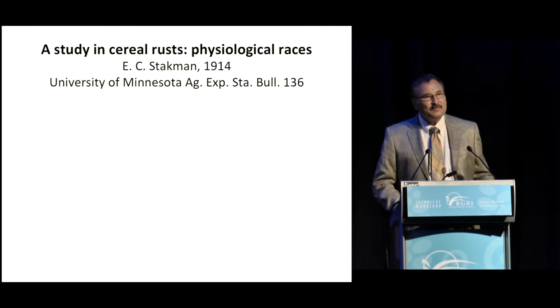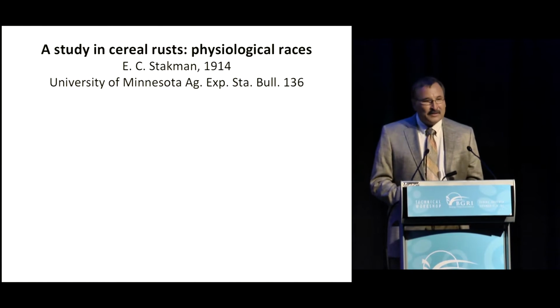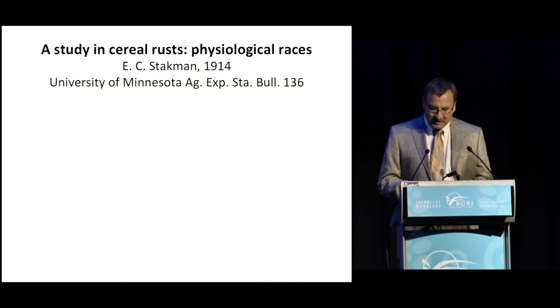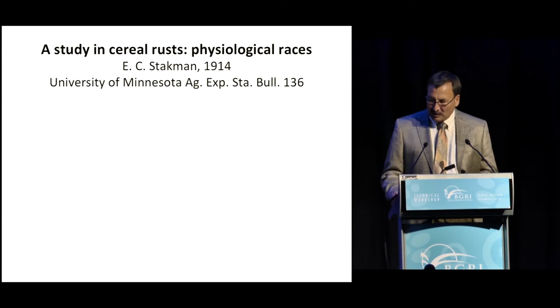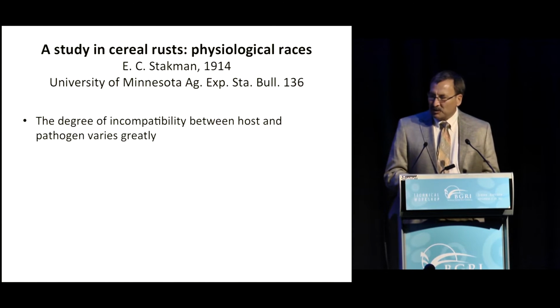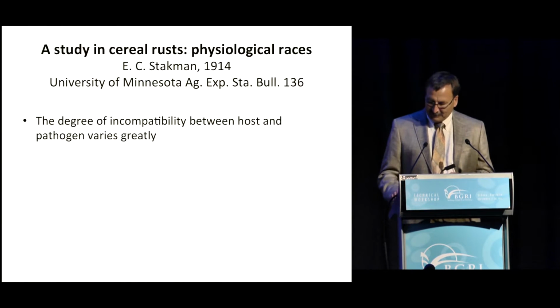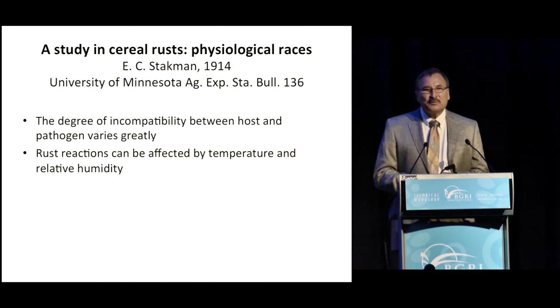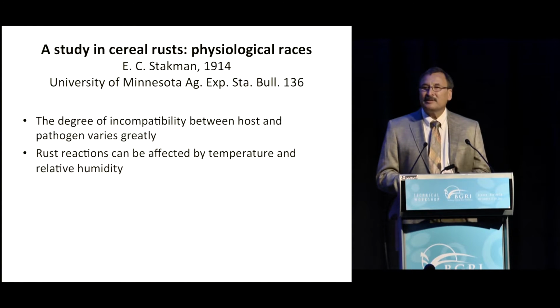So Dr. Stakman published his early results on physiological races in 1914. And among the conclusions in this publication, I believe the following are relevant to my talk today. Firstly, he found that the degree of incompatibility between the host and the pathogen varies greatly. You know, there's not black and white differences. There's all shades of gray in between. And the rust reactions can be affected by temperature and relative humidity. And these are things that we tend to forget.